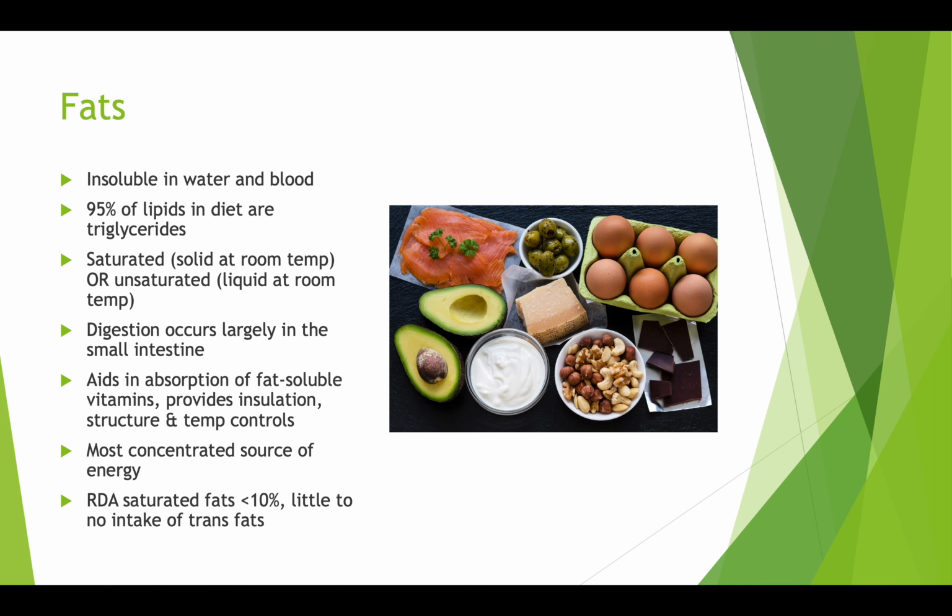Digestion of fats occurs largely in the small intestines. Fats aid in the absorption of fat-soluble vitamins, and that is very, very important. They provide insulation, structure, and temperature control. Think about the elderly when they're older and they have lost muscle mass, and often they've lost fat too, and they're so cold all the time. Fats are the most concentrated source of energy. Carbohydrates and protein each have 4 grams per gram, and fats are 9 grams.